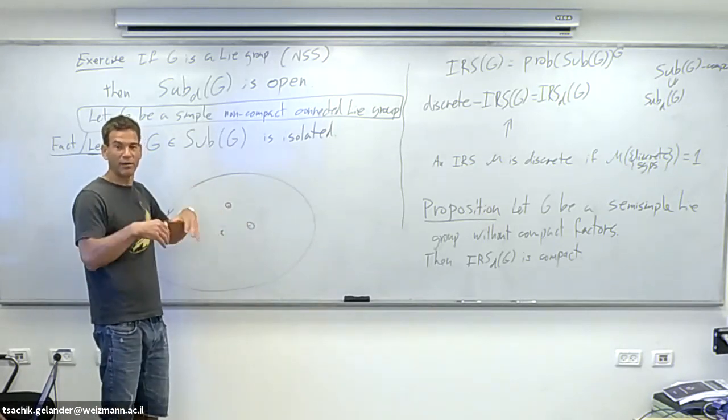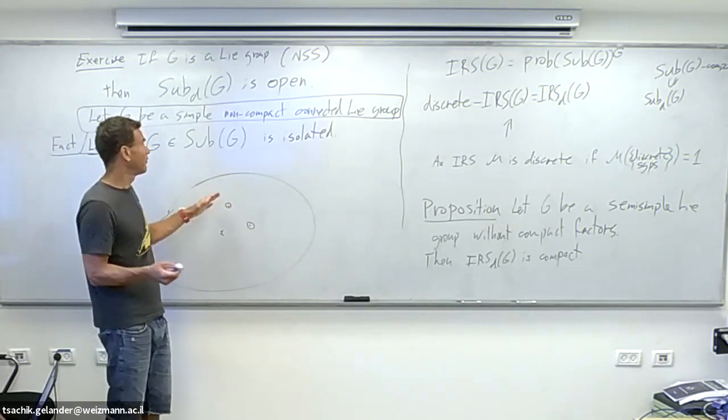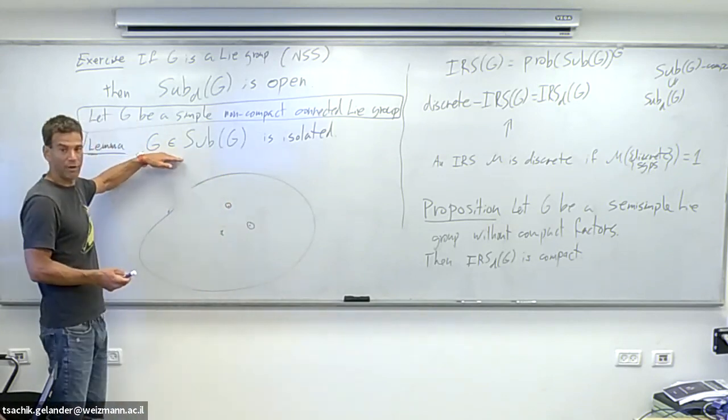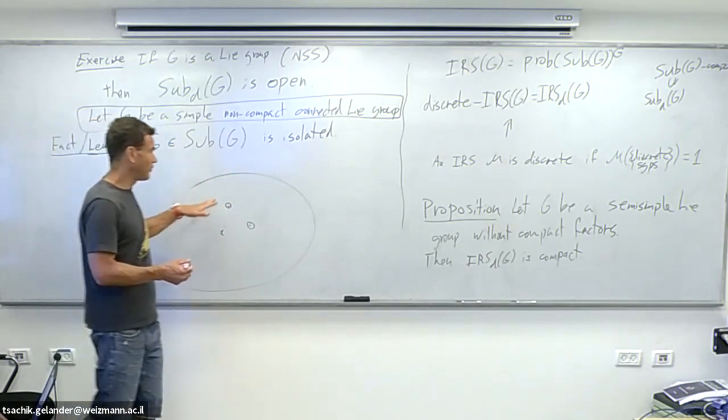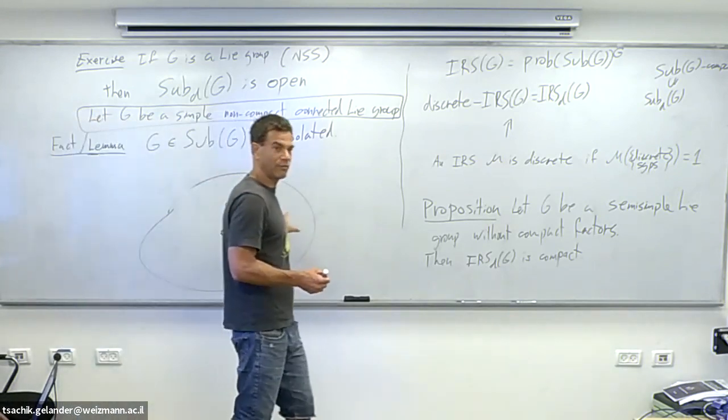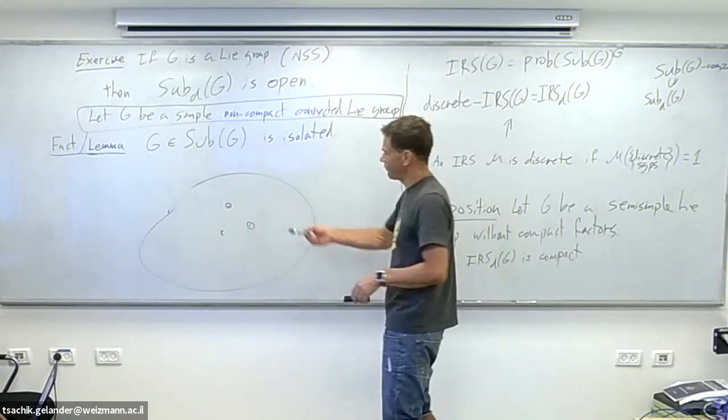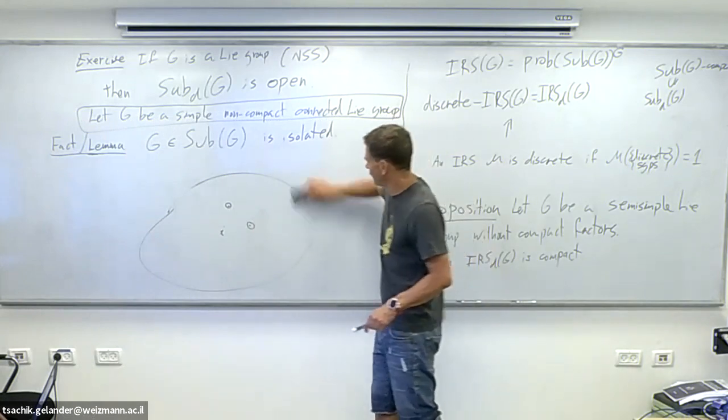But if it's dense and closed, then it must be G. So this is one way to prove this fact. But actually, you can prove it also without this phenomenon. But this phenomenon is useful, so I wanted to mention it.